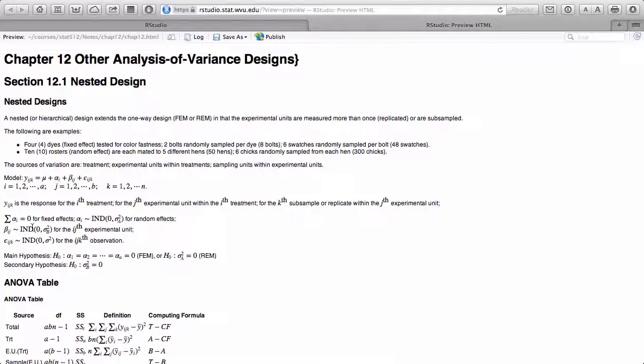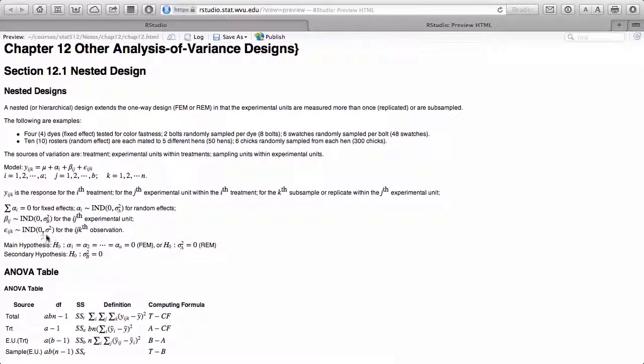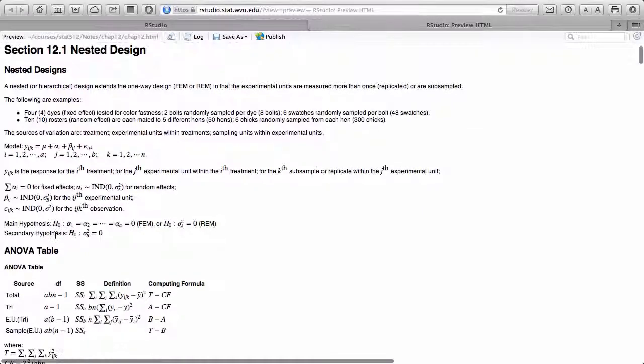So that's the model. So we're either going to test that the alpha sub i's are 0 for the fixed effects, or that the variance sigma squared sub a is 0 for the random effects model. And of course, the real error term is independently normal, mean 0 variance sigma squared.